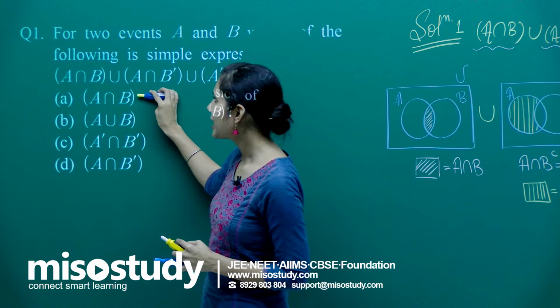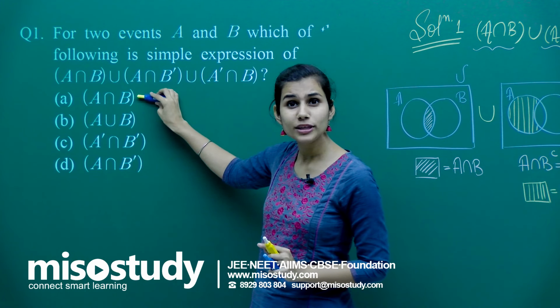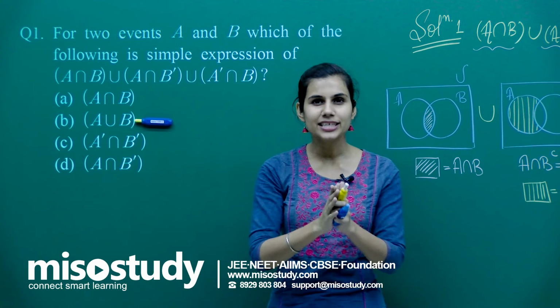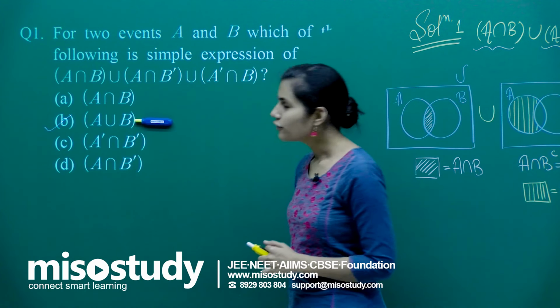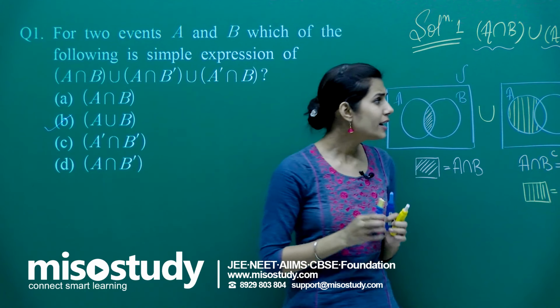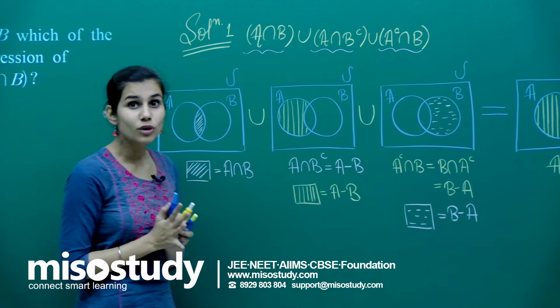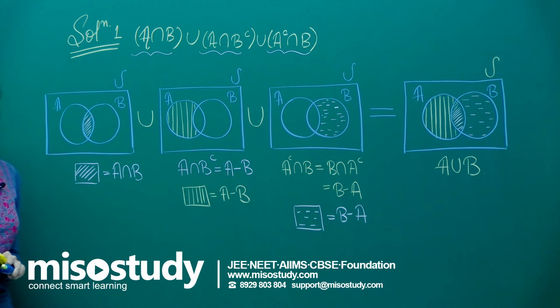The first option, A intersection B, no, we don't want that because the answer is A union B. The second option is A union B, and this is the correct option. Option B among the four options gets to be ticked. You are now supposed to copy this down quickly so that we move on to our very next question.